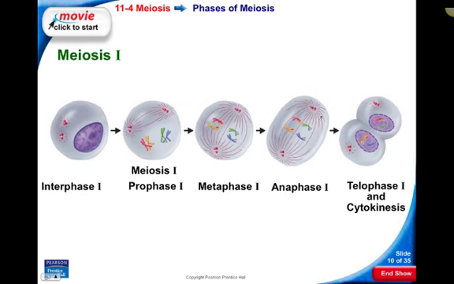So here we go. We're starting with meiosis 1. Now if you remember mitosis, how did we remember the phases of mitosis? PMAT. Well, look, they're exactly the same. They're just followed by a 1 because we are in meiosis 1.